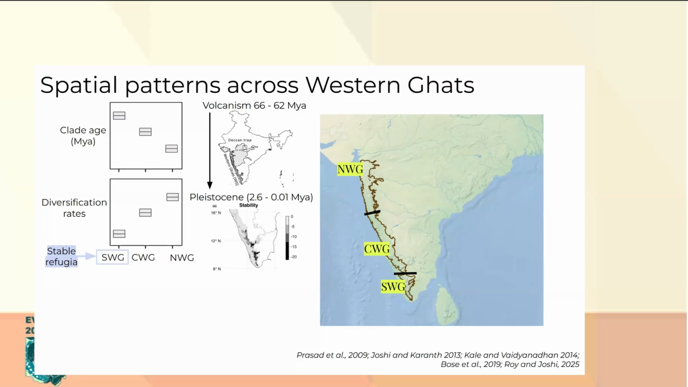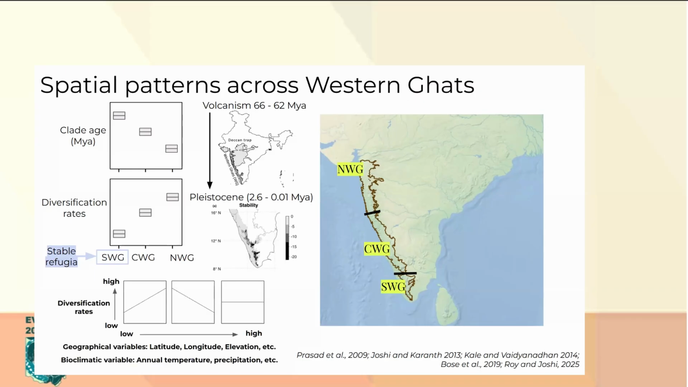Right? So because the southern Western Ghats has been very stable, we would expect a larger number of ancient biota occurring there, and hence it should behave like a museum of diversity, and the diversification rates are also going to be quite low, because, as we found in the earlier part of the talk, with stability the gradual pattern of diversification is prevalent. Additionally, the diversification rates could also vary across different geographical and climatic variables like annual temperature, precipitation, etc.